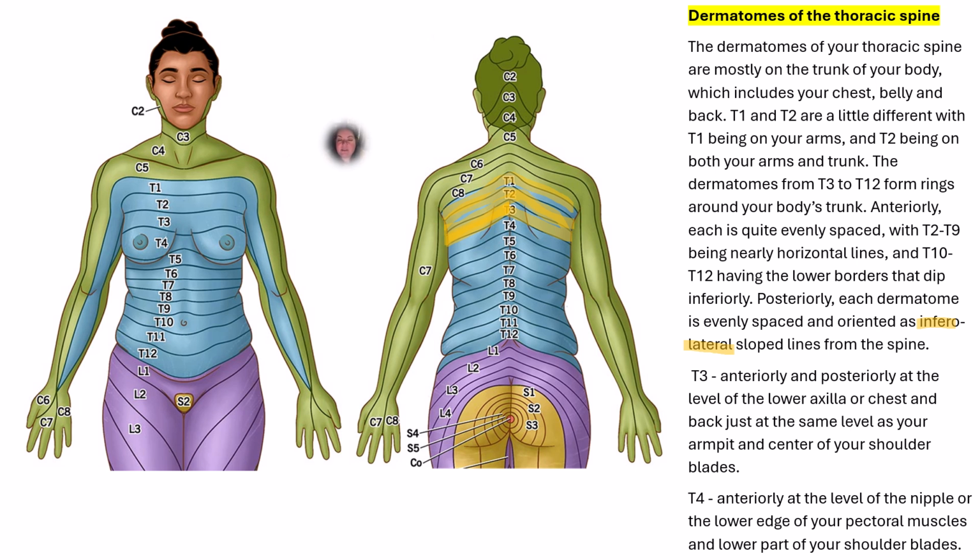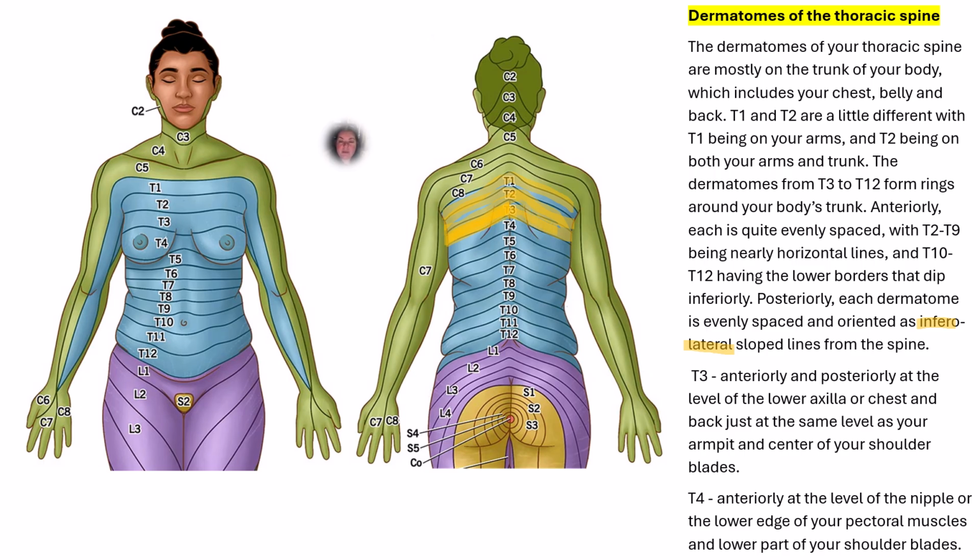All right, so T3, that's where we left off. The anterior and posterior sides of this dermatome are at the lower level of the axilla or chest and back, just at the same level as your armpit and the center of your shoulder blades.